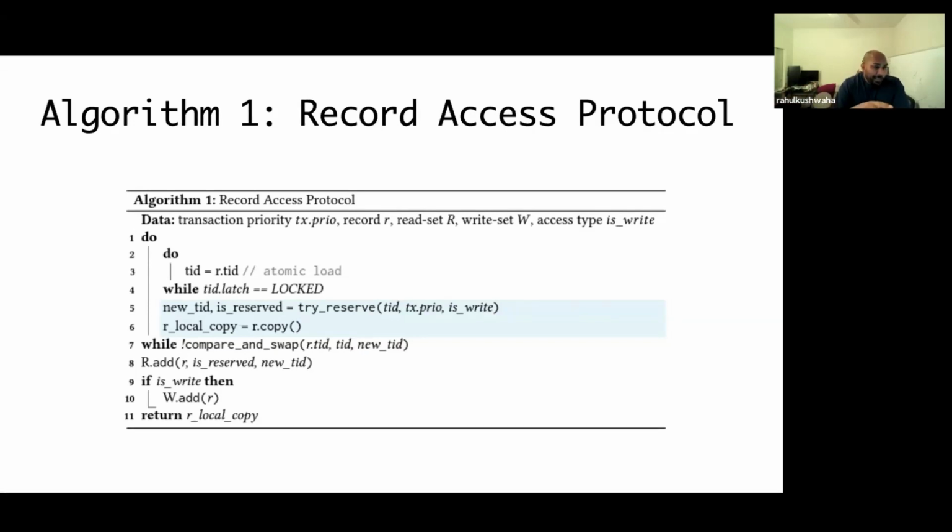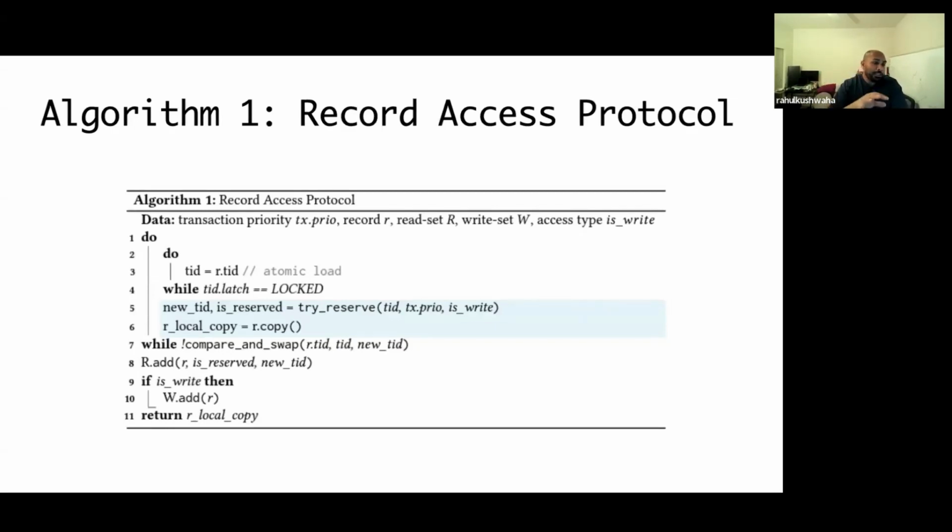As you can see in the slide, lines 5 and 6 are blue in color. This is mainly to signify that this is the only place where Polaris differs from the underlying algorithm, which is Silo. So the blue lines are the only addition by Polaris. We make sure that the record is not locked, and we try to reserve it using whatever algorithm. We'll come to it later, but for today we can just think of it as: make sure the record is not locked, try to reserve it.